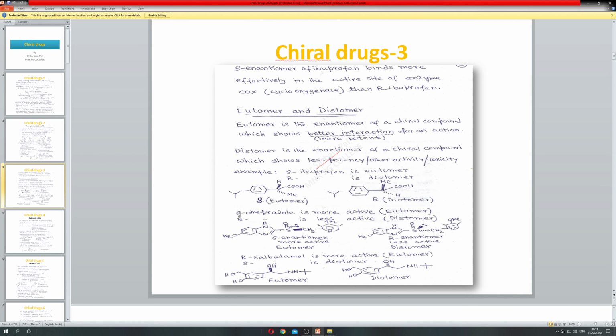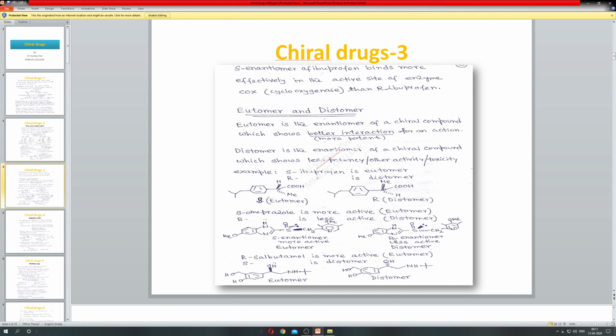Now another example of a chiral drug is omeprazole. Omeprazole also has two enantiomers. One is S-omeprazole, another one is R-omeprazole. S-omeprazole is more active, therefore S-omeprazole will be considered the eutomer. The R-omeprazole is less active, so R-omeprazole is an example of the distomer. Now this is the example of the S-enantiomer of omeprazole. This is the example of the R-enantiomer of omeprazole.